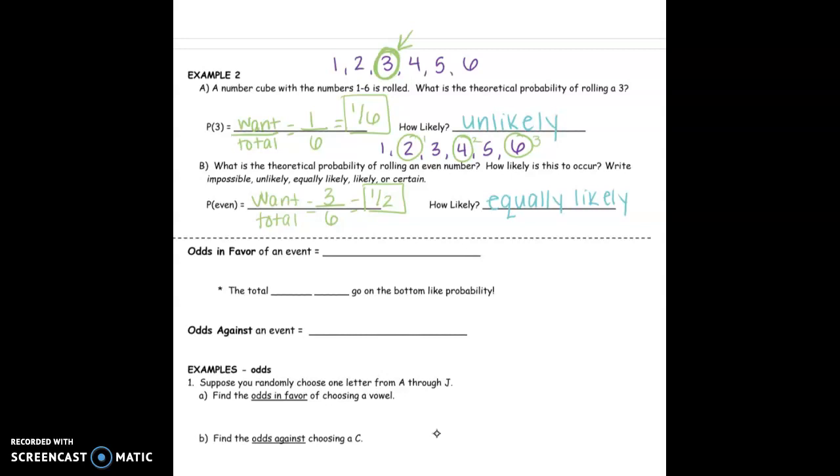Okay, so that was probability. Now we're going to look at odds. Odds in favor of an event, odds in favor are what we want over what we don't want. Okay? In this case, and this is very important to remember, the total does not go on the bottom like probability. In probability, we put the total on the bottom. We're not doing that in odds. Okay? We're putting what we want over what we don't want. So if I added those together, I would get the total. And we're going to look at that in a little bit.